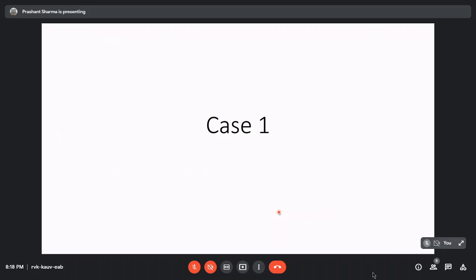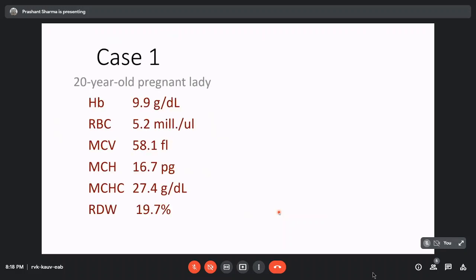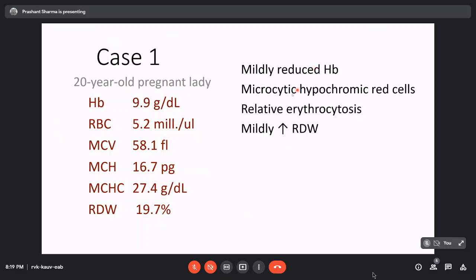So let's just quickly roll through some cases. They're really straightforward, really. This was a 20-year-old pregnant lady, and her hemoglobin was a little low, but then she's pregnant. Her RBC count is disproportionately high for her hemoglobin. For a woman, the normal range for RBC count would be 3 to 5 million per microliter. She has microcytosis, normal range 80 to 100, hypochromia, and RDW, which is slightly increased. So we would summarize it as mildly reduced hemoglobin, microcytic hypochromic red cells, relative erythrocytosis, and a mildly increased RDW.